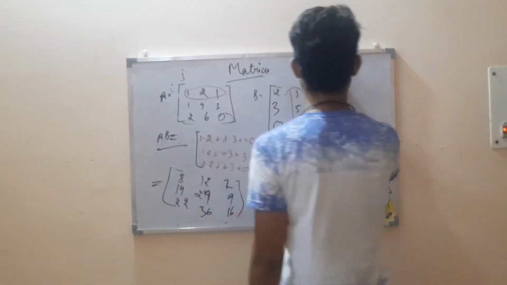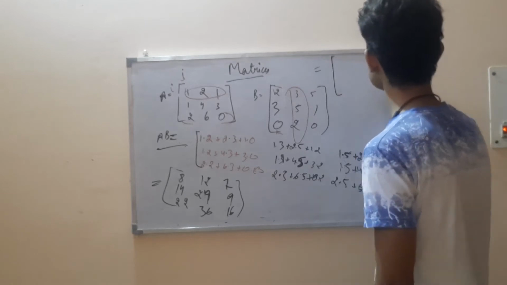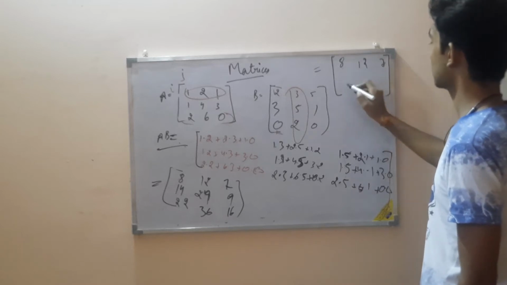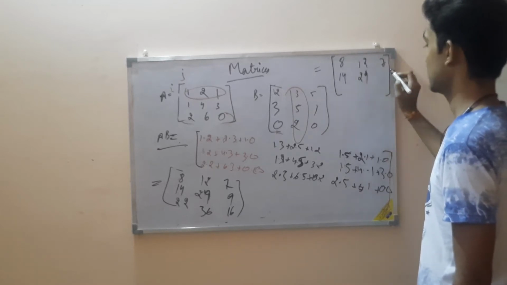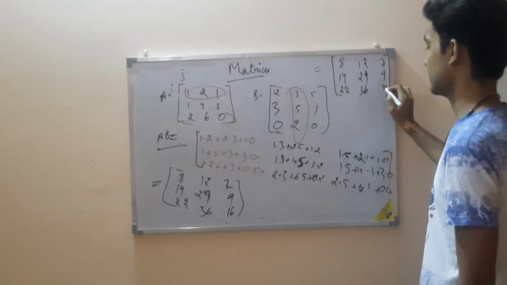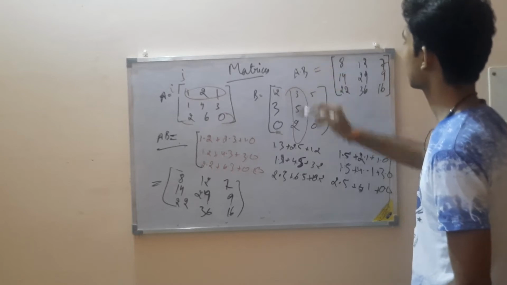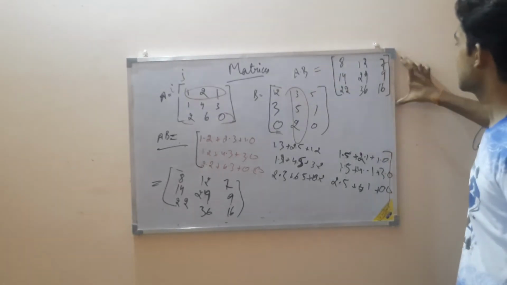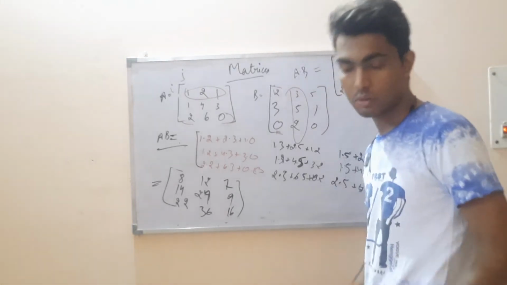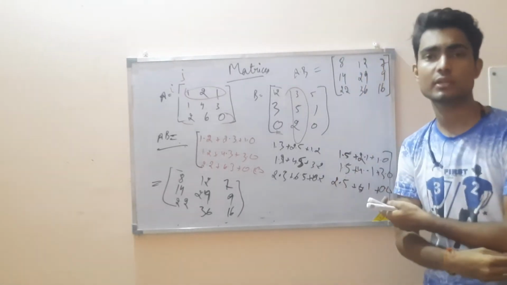Okay, so the final matrix, that is after multiplication, what we are getting is 8, 12, 7, 14, 29, 36 and 16, into B. So this is the final matrix that we are getting. Okay, I hope the concept is clear. Now we will be heading towards some main topics that examiners commonly ask.